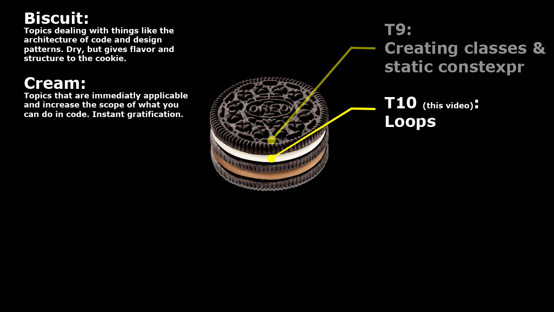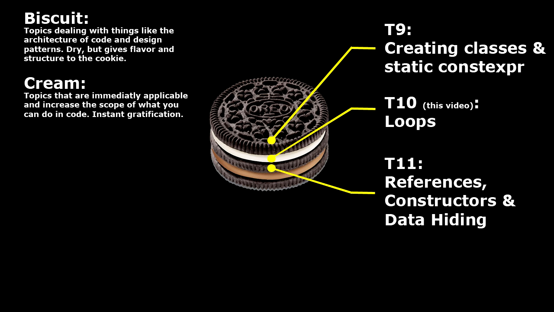Well, the last tutorial was a biscuit. The topic was classes, and that's more like structure and architecture stuff. Maybe a little dry, but it holds the cream parts together, and you can't have a cookie without it. In the next lesson, we're going to learn about references, constructors, and data hiding. And that's mostly another biscuit, structure and architecture stuff. After that tutorial, we're going to learn about arrays, which is more power and gratification, cream time.